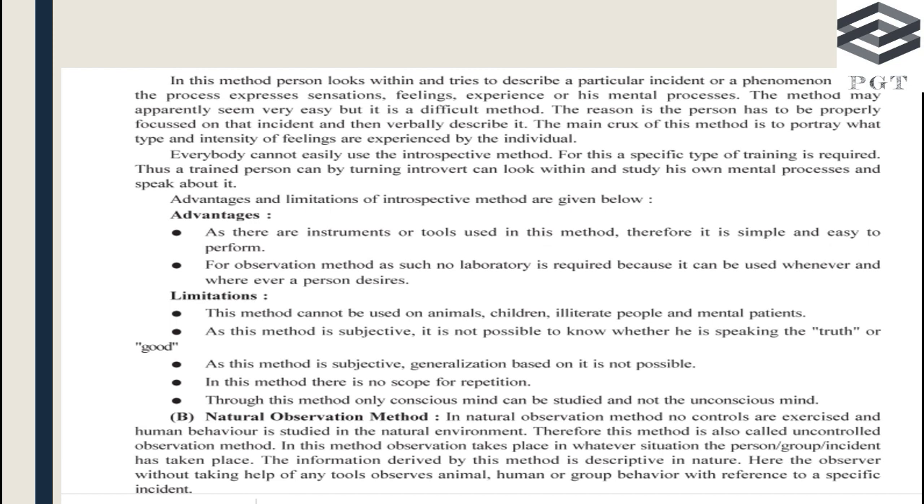आप इंट्रोस्पेक्शन में आसानी से अपने थॉट्स को डेवलप कर सकते हैं. इसमें कोई लेबोरेटरी नहीं है, नो इन्वेस्टमेंट. इसकी एक लिमिटेशन क्या है? The method cannot be used on animals, children, illiterate people and mental patients. ये बहुत सारे लोगों पे हम यूज़ नहीं कर सकते. उसको सोचने के लिए हम मजबूर नहीं कर सकते. उसको बताएंगे तो भी उसको कुछ पता नहीं चलेगा. उसके लिए कुछ काम का नहीं है, मतलब एक्सपेरिमेंट अपने आप को जानने का.